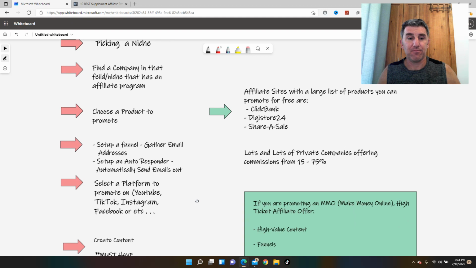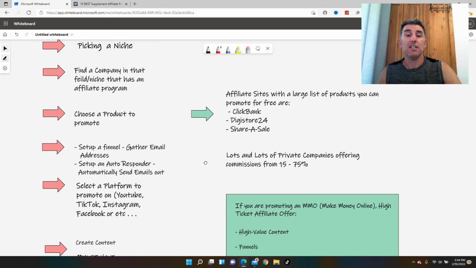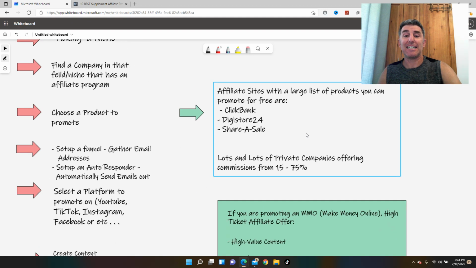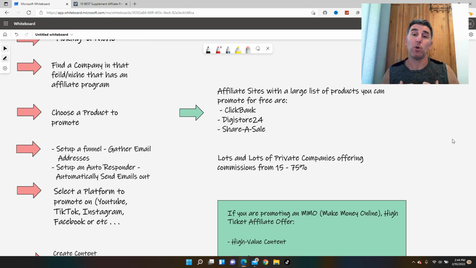So I talked about promoting a product. To flip back up here, affiliate sites with large lists of products you can promote for free are like ClickBank, Digistore24, ShareASale. There are a lot of them out there. But if you go to something like ClickBank, basically it is a list of industries, and you can click on the industry and it shows you the products that you can promote. You can promote these on Pinterest too.